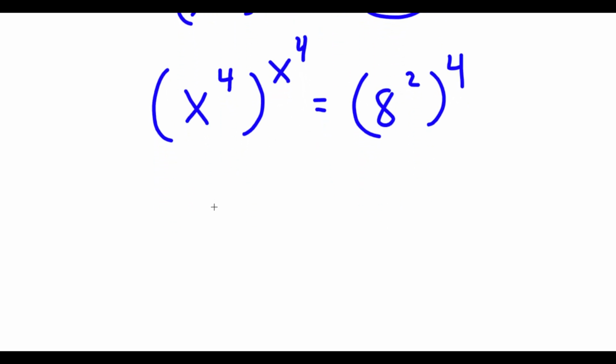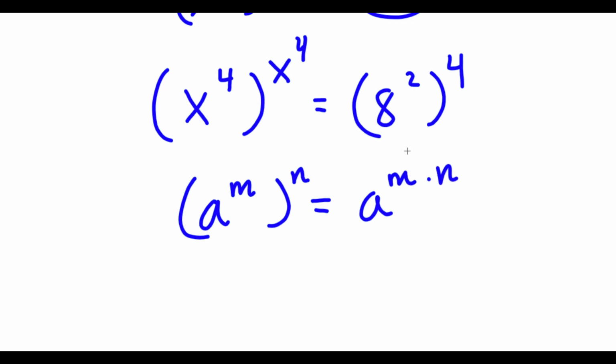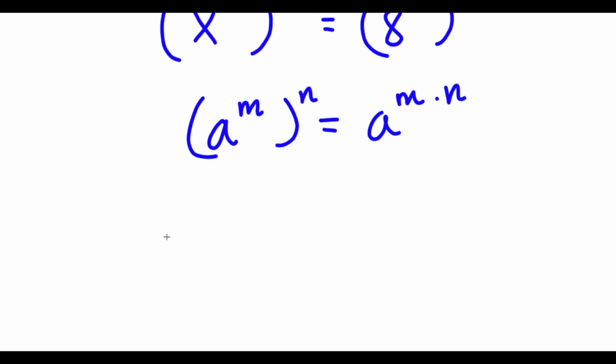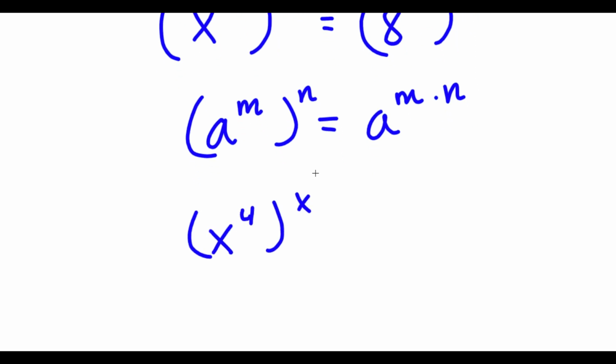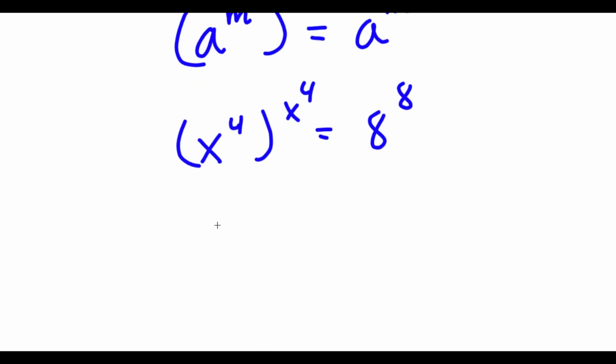Now, if I have something in the form a to the power of m to the power of n, this is equal to a to the power of m times n. So a to the power of 2 to the power of 4, that's going to equal a to the power of 2 times 4, which is equal to a to the power of 8. So I have x to the power of 4 to the power of x to the power of 4 is equal to 8 to the power of 8.